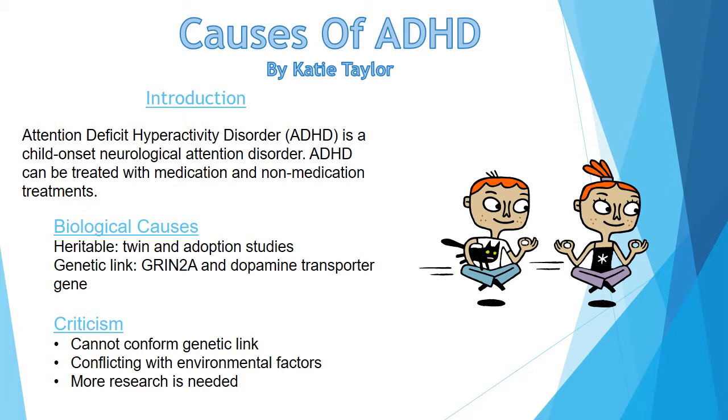There is evidence from family, twin and adoption studies to suggest that ADHD is inherited, and there has been research to suggest that at least 20 potential genes have so far been studied in relation to ADHD. Some research has suggested different genes are responsible, such as the GRIN2A and dopamine transporter genes, which have been found to increase the risk of ADHD. This research shows that there is a strong link to genetics and the development of ADHD.